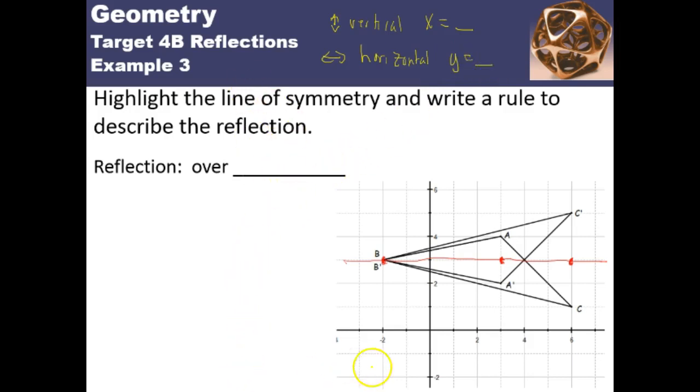Okay, so let me grab a pen. So this is a horizontal line, so that's of the form y equals. Well, y equals what? So to figure that out, you look at the y-axis and you find the y value at this point, and it's 3. So this is a reflection over the line y equals 3. So I highlighted the line of symmetry, and I wrote the equation of the line.